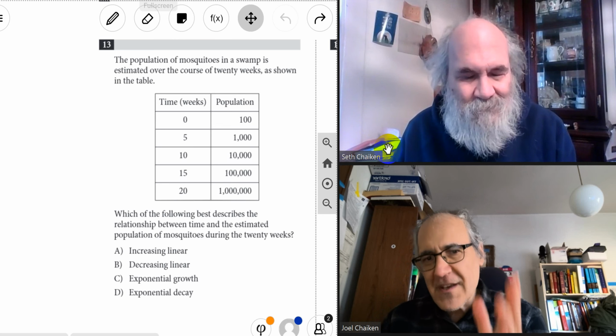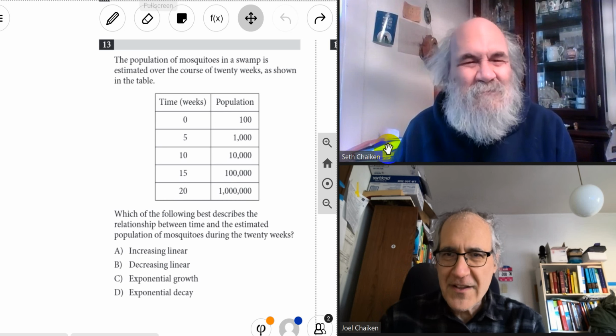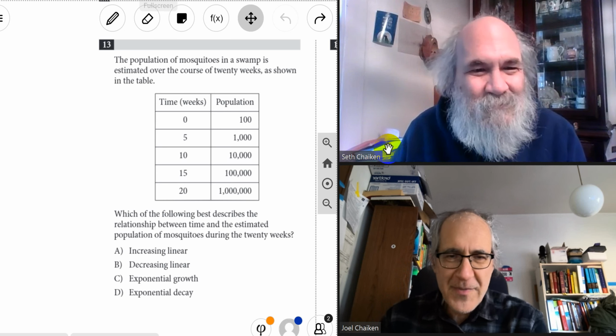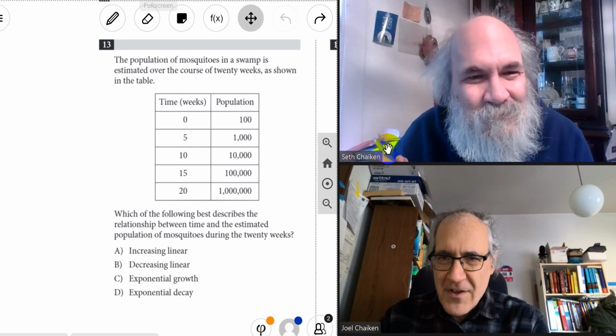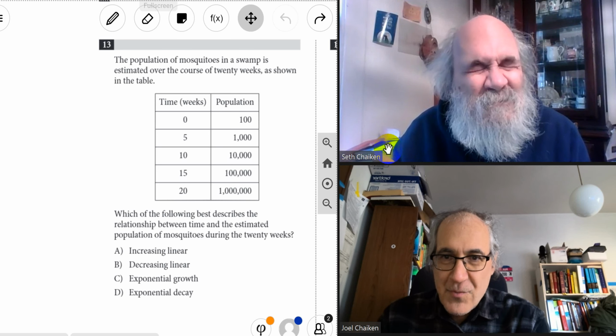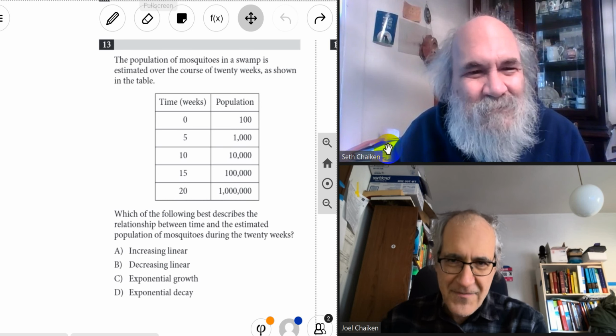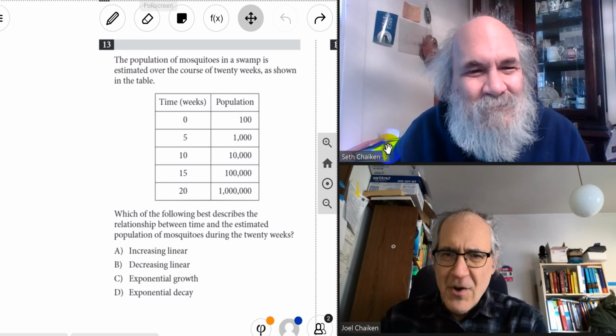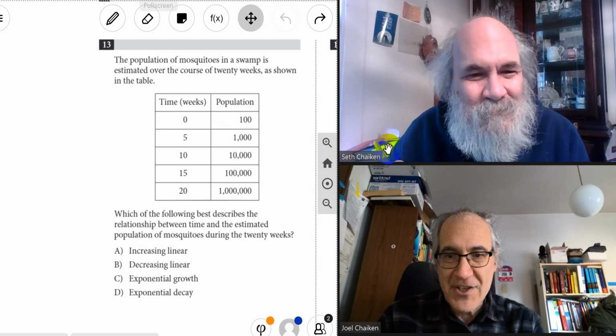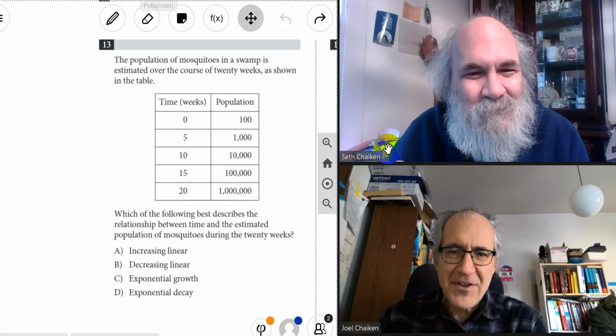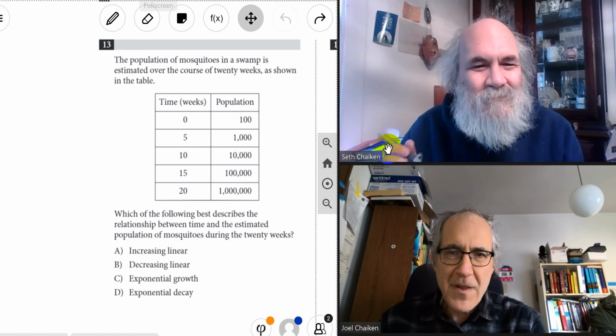This is from a calculator section, although, frankly, it doesn't look like the calculator is going to help us. The population of mosquitoes in a swamp over a course of 20 weeks is shown like that: weeks and population. Which of the following best describes the relationship between time and the estimated population of mosquitoes during the 20 weeks? Linear up, linear down, exponential growth, up exponential, down exponential.